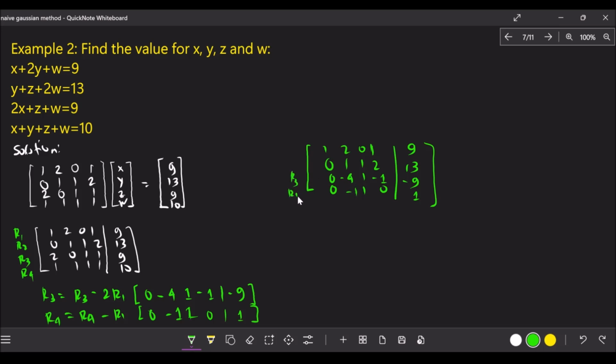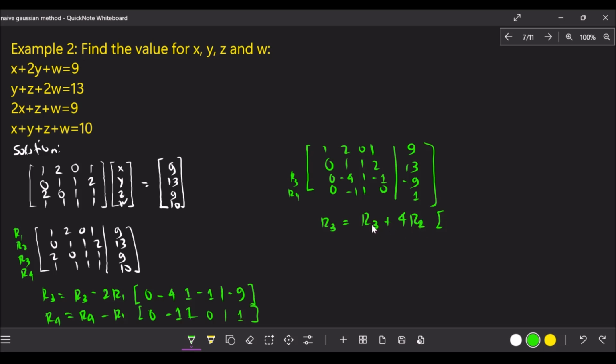Now we need to eliminate again the elements of the second column for R3 and R4. So we have R3 is equal to R3 plus 4 times, for this one we need to use R2. If we use R1, our first element will again become a non-zero number. So not R1 but R2, sorry.